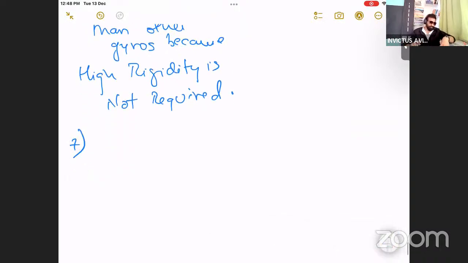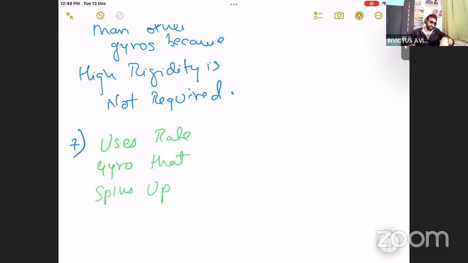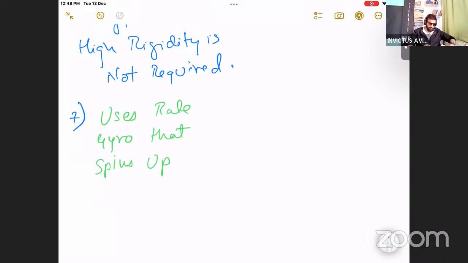No other reason. Now there is one point that can confuse some students. So write it exactly as I'm giving you. It uses a rate gyro that spins up and away. Just remember these words, okay?